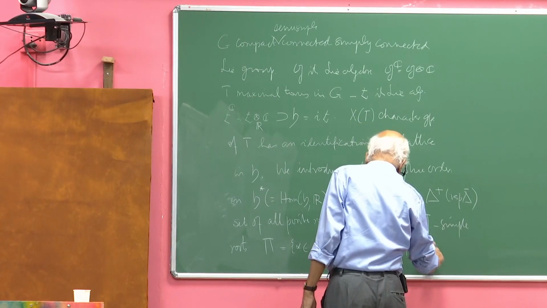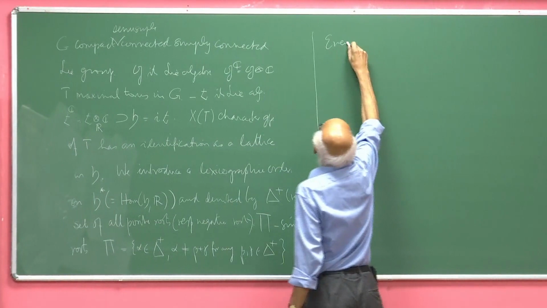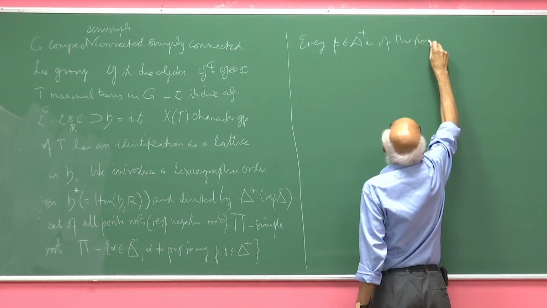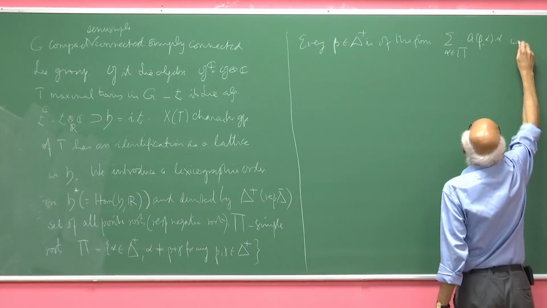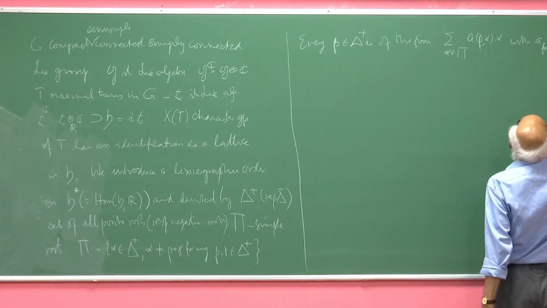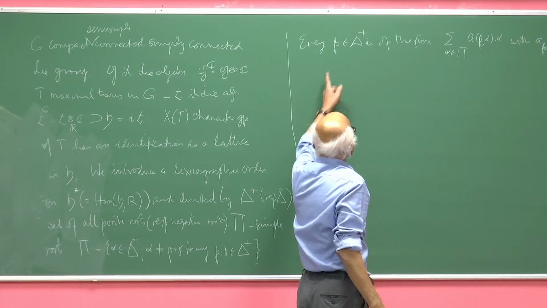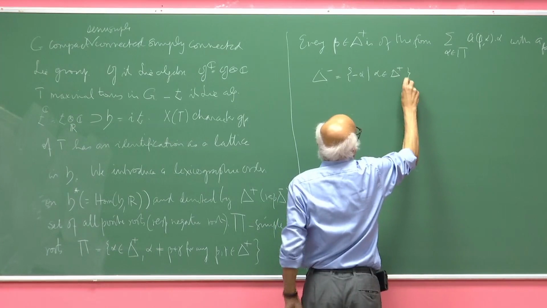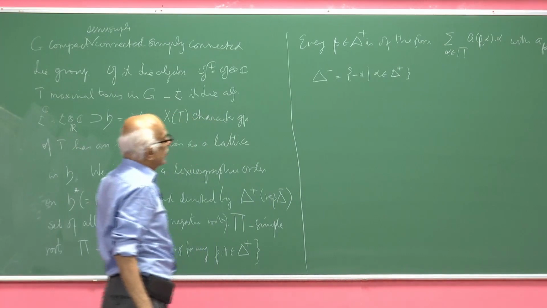We also saw that every positive root is of the form the sum over alpha in Pi of n_alpha times alpha, with n_alpha non-negative integers. We also know that Delta minus is nothing but minus alpha, alpha in Delta plus. So every element of Delta minus will again be represented as a combination with coefficients n_alpha less than or equal to 0, integers less than or equal to 0. All this we went through last time.